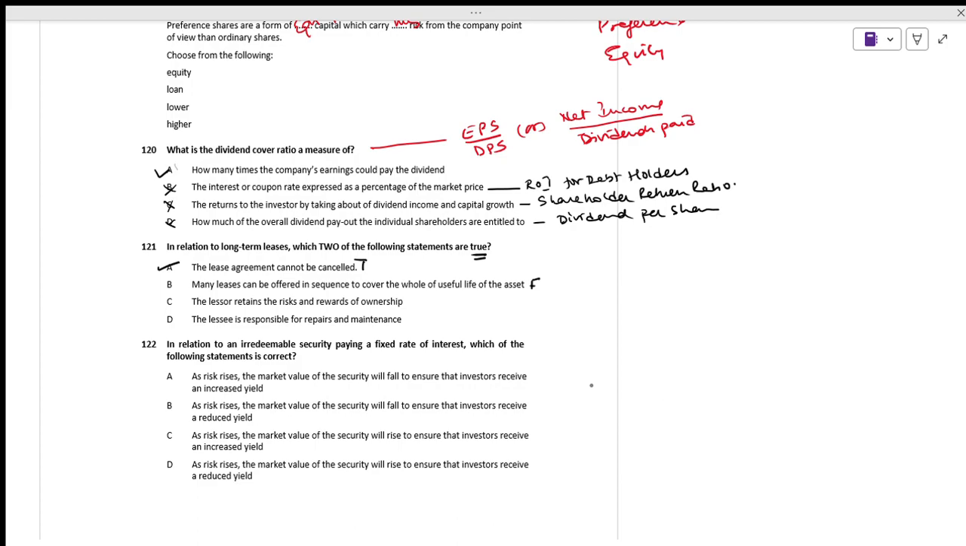The lessor bears the risk? No, it is not the lessor, it is the lessee, is it? It is false. The lessee is responsible for maintenance. This is true.